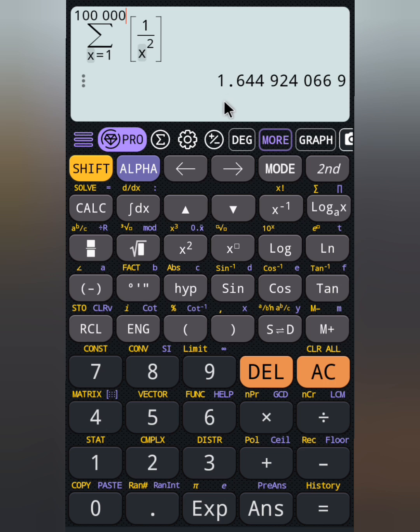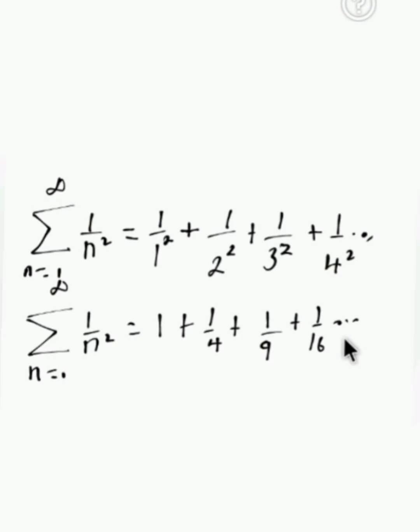It's as if the value is not getting bigger. The sum is tending to a particular number. So as we are increasing the value of x, the sum is moving to a particular number. The sum is not getting bigger, it's not exploding. Instead, it's converging, it's moving to a number. Hence, the series is convergent.